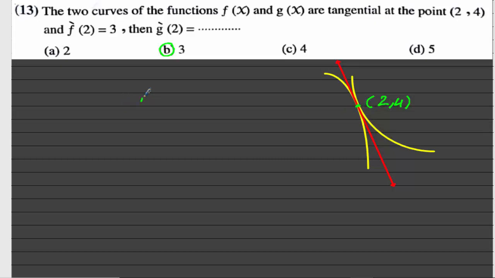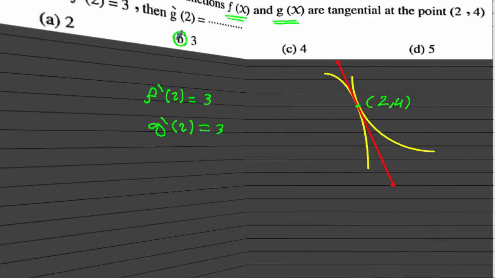F dash of 2 equals 3, and the two functions f of x and g of x have the same tangent at the same point, so g dash of 2 also equals 3, and we choose letter B.